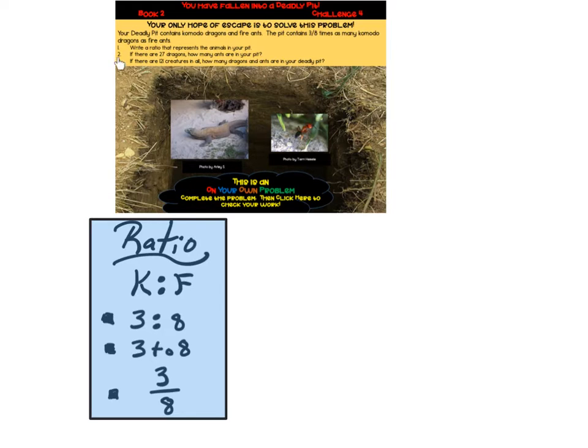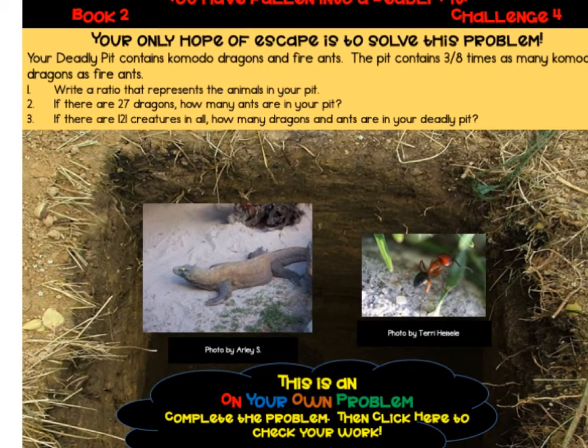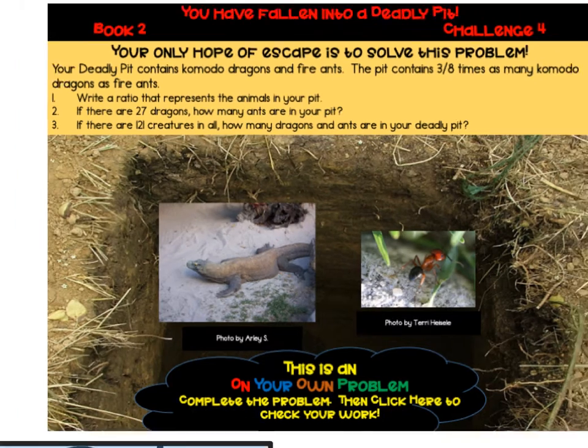Let's move on to the second problem here. And here we go. So what you've got here is, if there are 27 dragons, how many ants are in your pit? All right, so you're going to use the trusty T-chart for this, my friends.